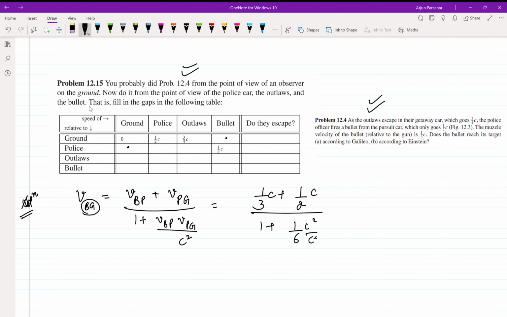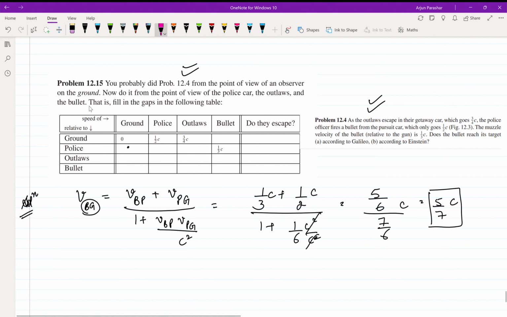and this c square is cancelled by this c square. So we get 5 by 6 in this part, and 7 by 6 in this part. So we get 5 by 7 c as the velocity of the bullet with respect to the ground. Let me plug in the values: 5 by 7 c.